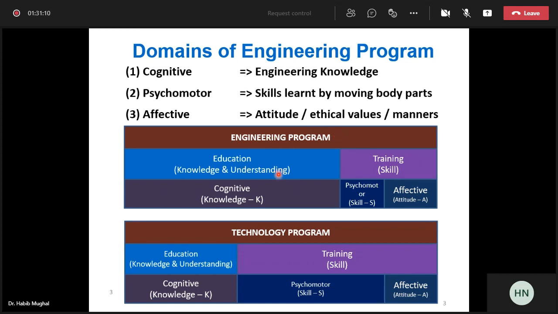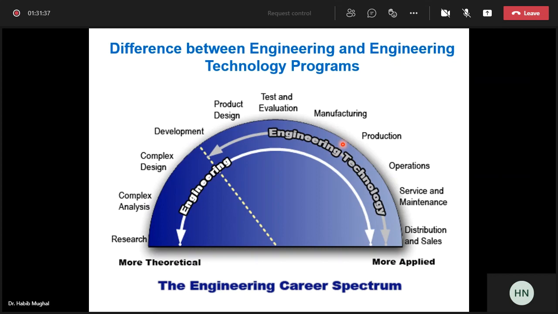In engineering programs, it is expected that the engineer should solve complex engineering problems. Whereas a technology program's graduate should solve an engineering problem, because he doesn't know the cognitive domain in depth as compared to an engineering program. Here on this slide, the difference between engineering and engineering technology programs is further explained.